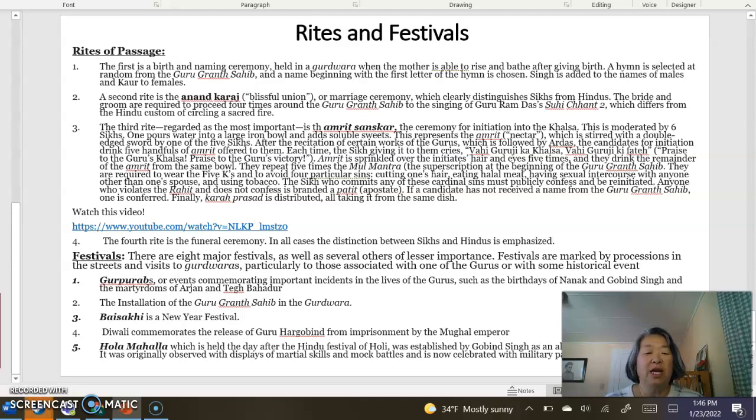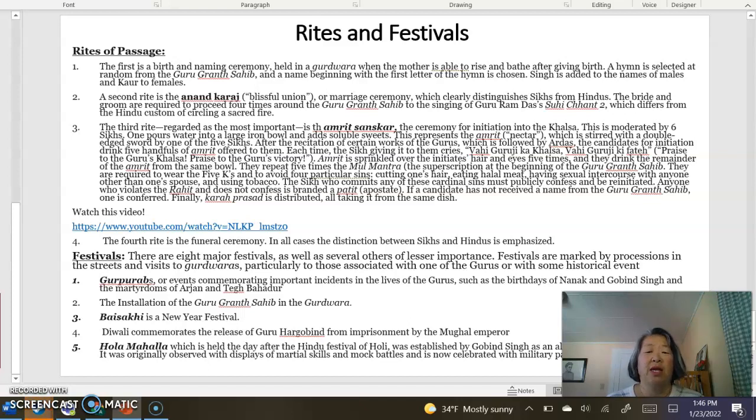The second rite is the Anand Karaj, or the blissful union, and that is the marriage ceremony. These are very clear transitional points in your life that are supposed to be held of great importance. So when you commit yourself to another, that's pretty important. And that's why the Anand Karaj is important. The bride and the groom are required to proceed 4 times around the Guru Granth Sahib. And then there's a specific hymn that you would sing for that as well.